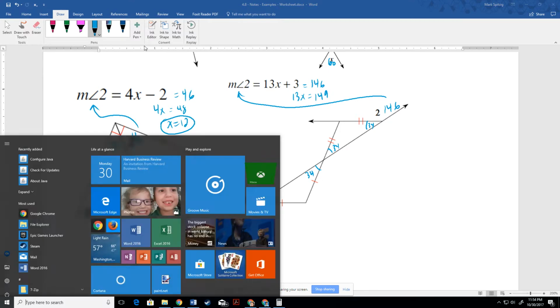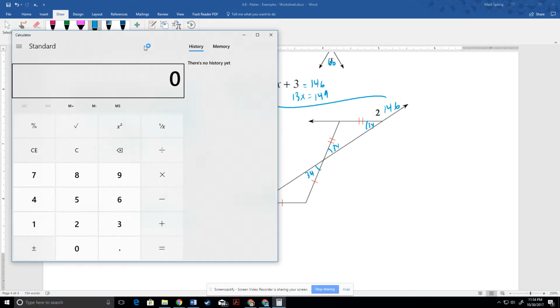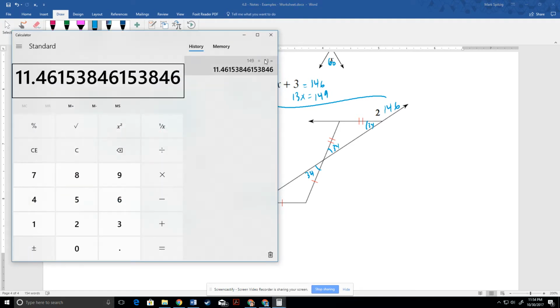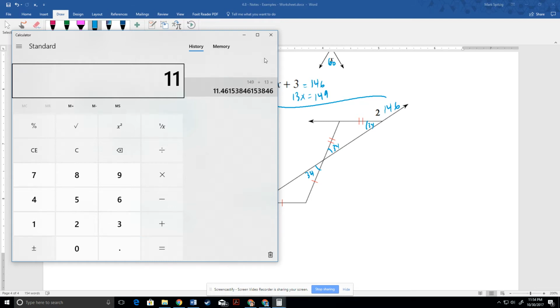Again, I don't know what that is, so let's do a little calculation. 149 divided by 13 gives me that. I put 14. I don't know if I did it right. No, I did it. Oh, it's subtraction. Sorry, it's going to be 143 divided by 13, which is 11.